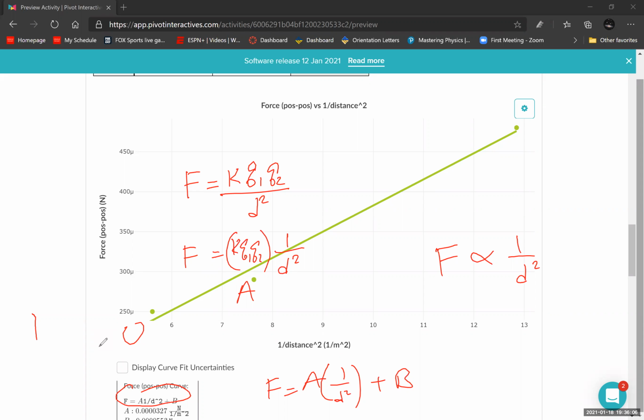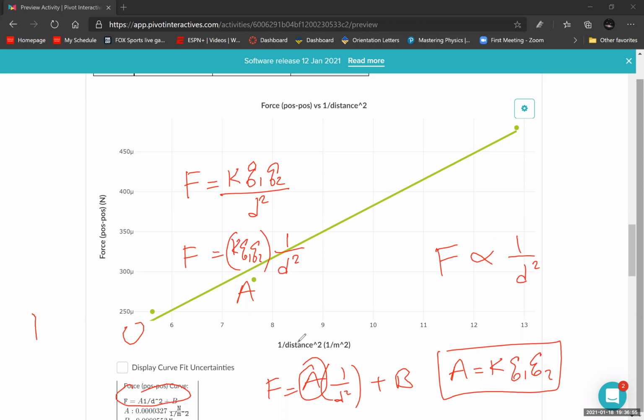Now, the A itself is nothing but the product of K, Q1, and Q2. A is the product, which is basically the proportionality constant. Because remember, we're not changing Q1 or Q2. Once we charge those spheres, they have the same charge. What we're doing here is changing the distance between them, and that changes the force. But Q1 and Q2 are always the same. So that's why for us, the proportionality constant includes Q1 and Q2, because they never change throughout the entire experiment.